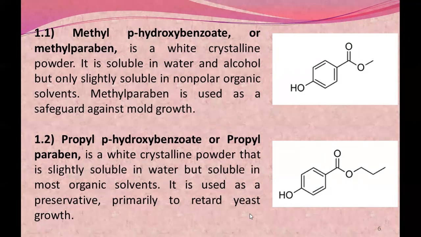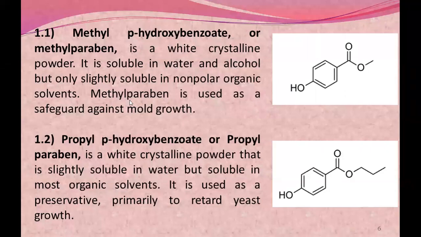So here you can see the difference, that methyl paraben is basically used for mold growth and propyl paraben is used for yeast growth. These are two different types of fungi that are generally observed. Mold growth is generally observed where damp places are there, and they grow in a multicellular form, whereas yeast grows in a single cell form. So the difference is there in their structure and other things. So it is very important to understand which preservative is used for which type of growth.